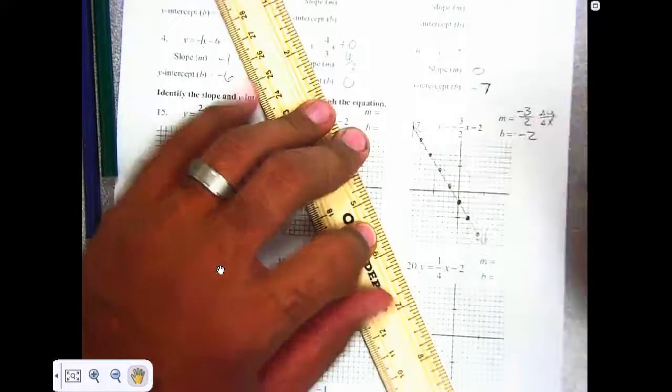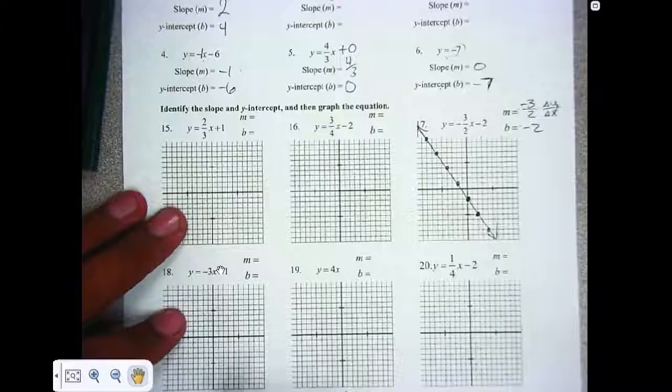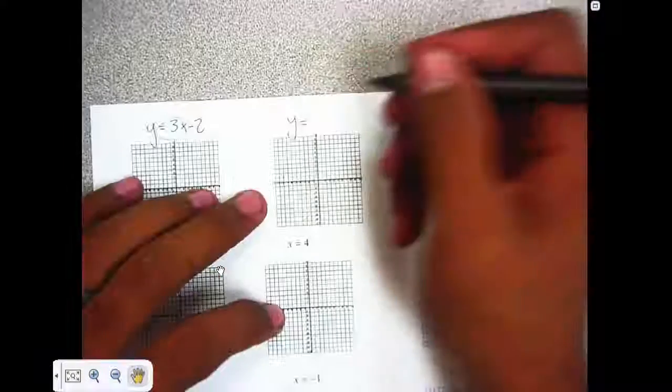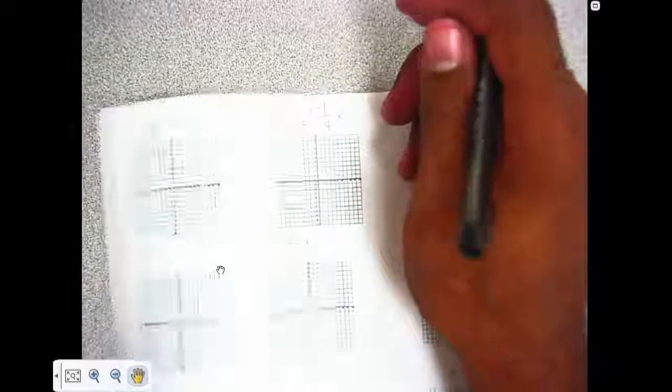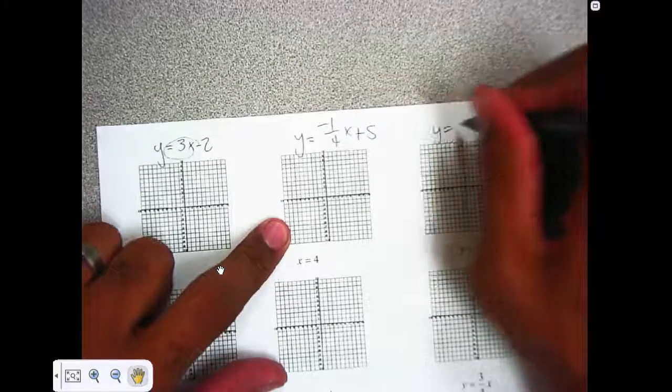Okay. I apologize. These problems right here, here, and here are actually put here on the back side. It should be for these ones here. So y equals 3x minus 2. And then this one here is negative 1 over 4x plus 5. And then this one is y equals x plus 6.